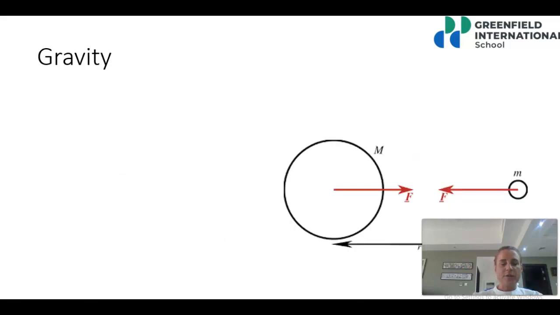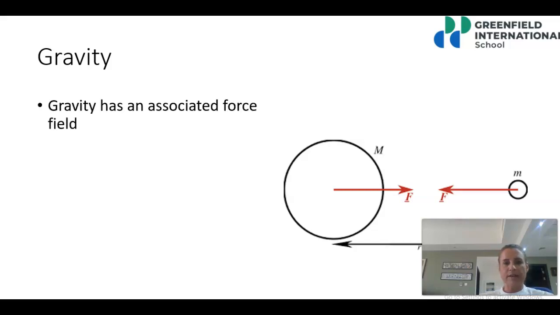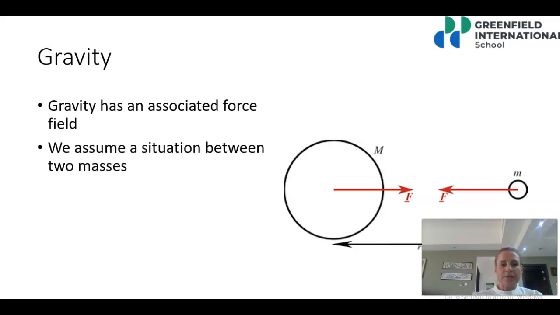Okay. Just some concepts here about gravity, and we're going to watch a couple of videos as well to help to explain this. So gravity has an associated force field, okay? We assume a situation between 2 masses, so we have a mass over here, mass A, and a mass B over here.